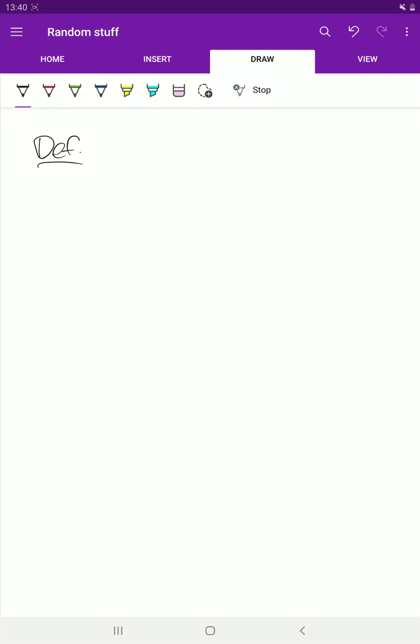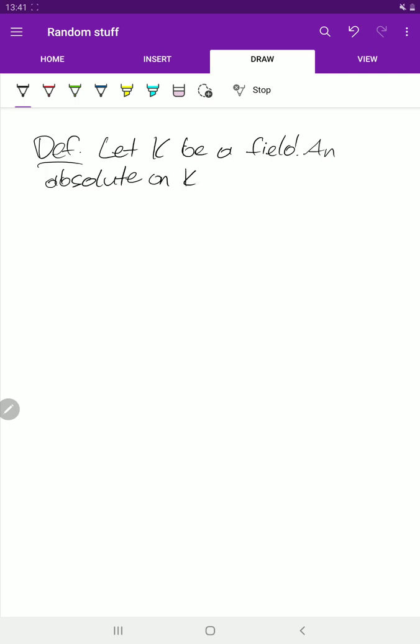Hi, welcome back. This time we'll just see some fun exercise. So let's start with a definition. Assume we have a field K, and now an absolute value on K. An absolute value is defined just what you would expect it to be.